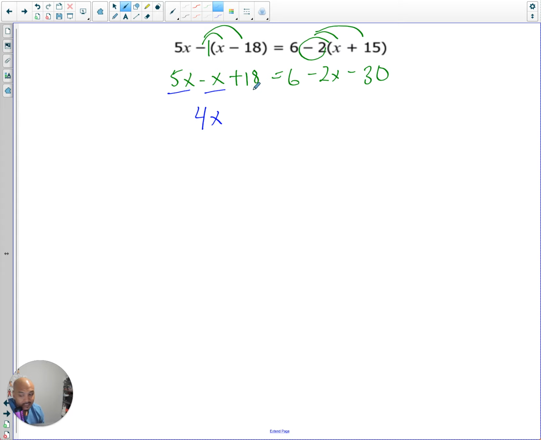Or if we have constants like this, which are just numbers by themselves, we could combine those as well. But we can't combine this 18 with the x's, so we're just going to write plus 18. Just bring it down. All right, that's one side of the equation simplified. Now we're going to go to the other side and finish up that side.